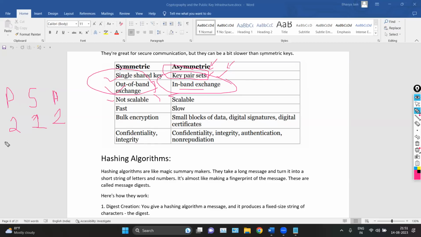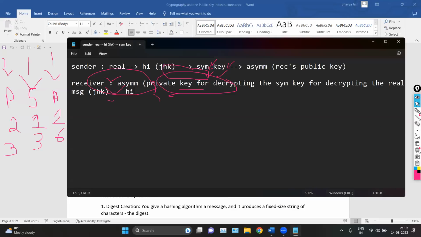Now, let's say you have 3 participants. For the symmetric, you need 3 keys, and for the asymmetric, you need 6 keys. And as the number of participants keeps increasing, the number of symmetric keys grows much faster compared to the asymmetric keys. Basically we have a formula for the symmetric keys: number of keys equals n times (n minus 1), divided by 2. This is the formula for calculating the symmetric keys.